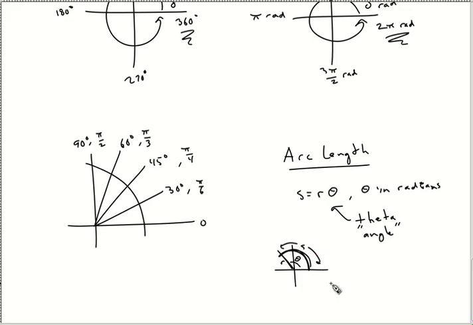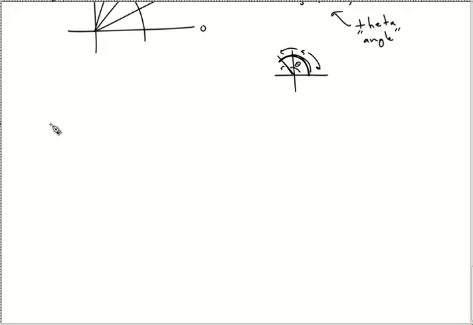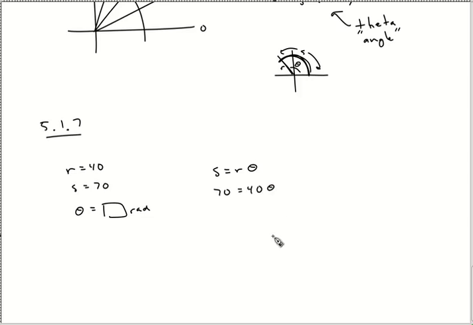Okay, now let's do some homework problems. 5.17 says R is equal to 40 and S is equal to 70, and it asks, what's your theta in radians? What I'm going to do here is follow the formula and be done with it. It's very simple. We have 70 is equal to 40 times theta. How do we solve for theta? We divide by 40 on both sides. You got it. That's right.